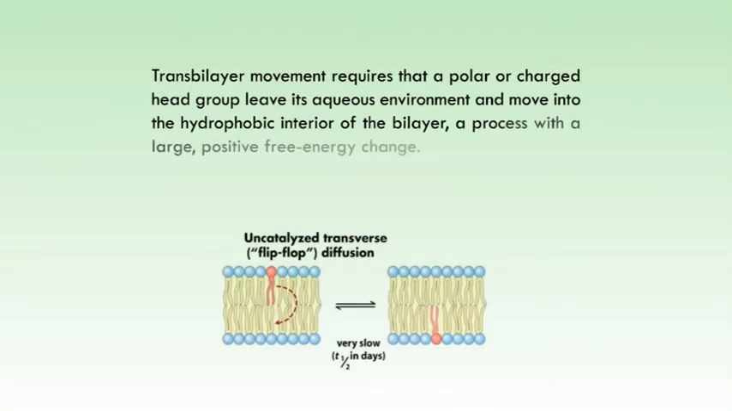Transbilayer movement. At physiological temperature, transbilayer or flip-flop diffusion of a lipid molecule from one leaflet of the bilayer to the other occurs very slowly. Transbilayer movement requires that a polar or charged head group leave its aqueous environment and move into the hydrophobic interior of the bilayer, a process with a large positive free energy change. But there are situations in which such movements are essential.